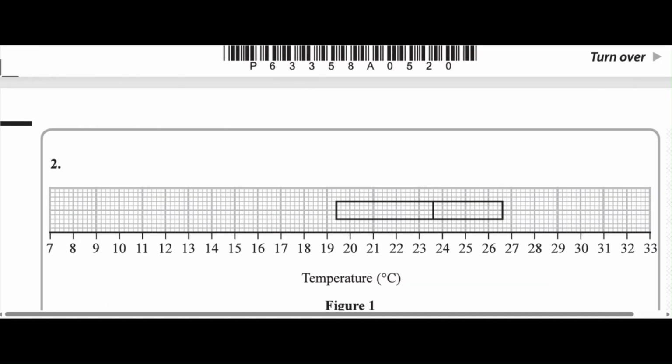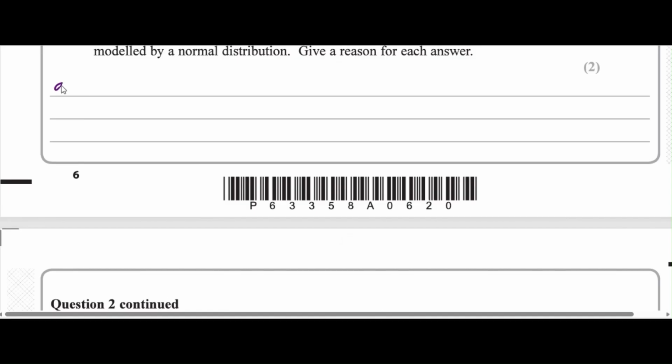So let's first find the IQR and then the outliers. The Q3 is 26.6 here, and this is 19.4. Therefore IQR is equal to Q3 minus Q1 equals 26.6 minus 19.4 equals 7.2.